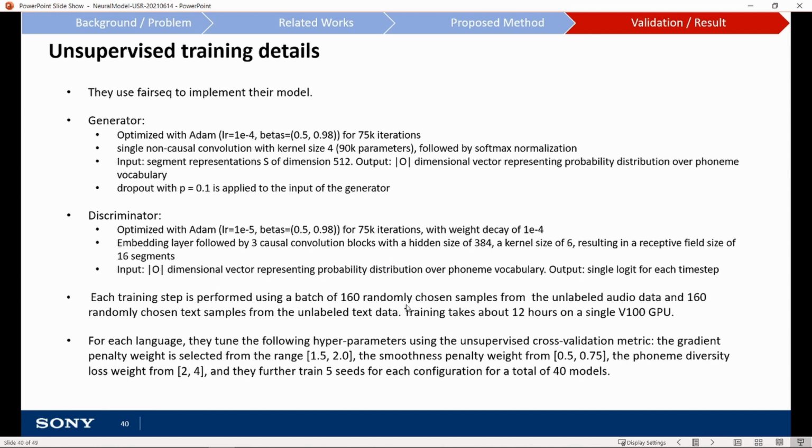And so their unsupervised GAN training does not take very long, it takes 12 hours, but wav2vec training and all that was done earlier, that would take a much longer time. And their loss coefficients are selected from certain ranges: gradient penalty loss from 1.5 to 2, smoothness penalty from 0.5 to 0.75, and phonemic diversity loss from 2 to 4. To get the specific coefficients, they use the cross validation that I described earlier, and all the results are the average of the models trained across different seed values.